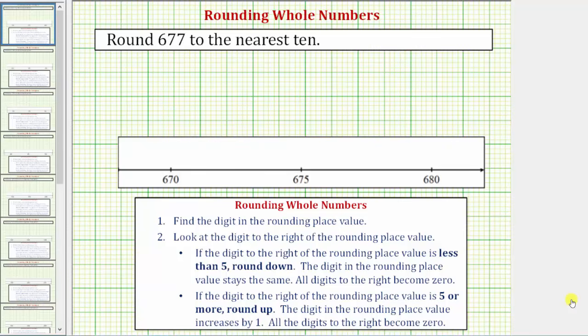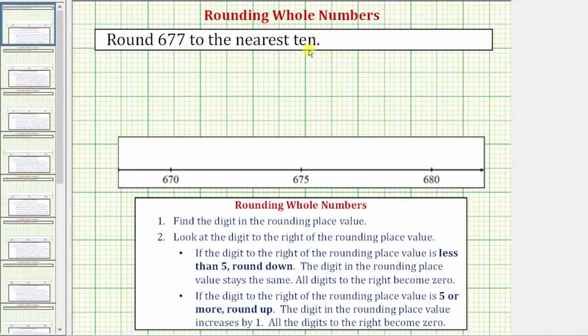Welcome to several examples on how to round whole numbers to the nearest 10, or to the tens place value. We'll take a look at rounding on the number line, as well as using the formal rules for rounding. In our first example, we're asked to round 677 to the nearest 10.